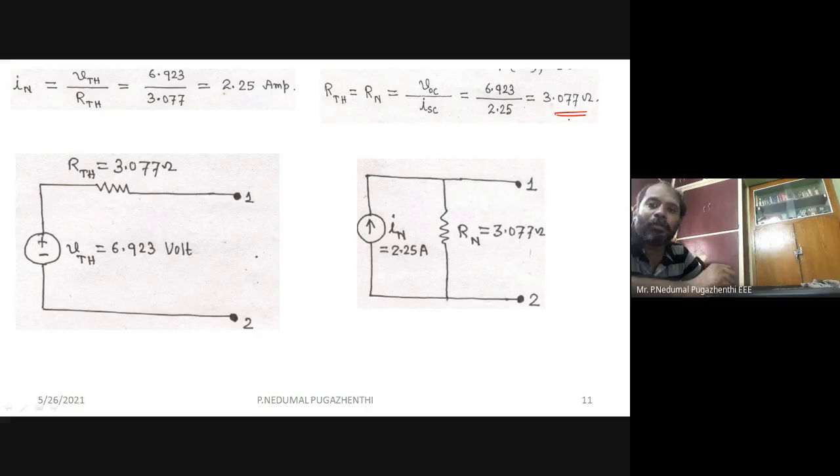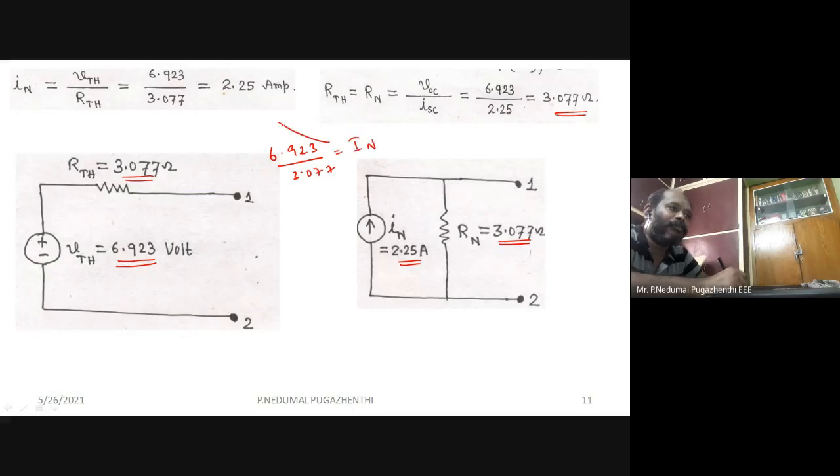You can see here that VThevenin is equal to 6.923 and RThevenin is equal to 3.077. IN is equal to 2.25 and RN is equal to 3.077. Now you check this: 6.923 divided by 3.077 will give me my IN, which is equal to 2.25. Source transformation is also checked. So a Thevenin's equivalent network, if you apply source transformation, you will get your Norton's equivalent network.